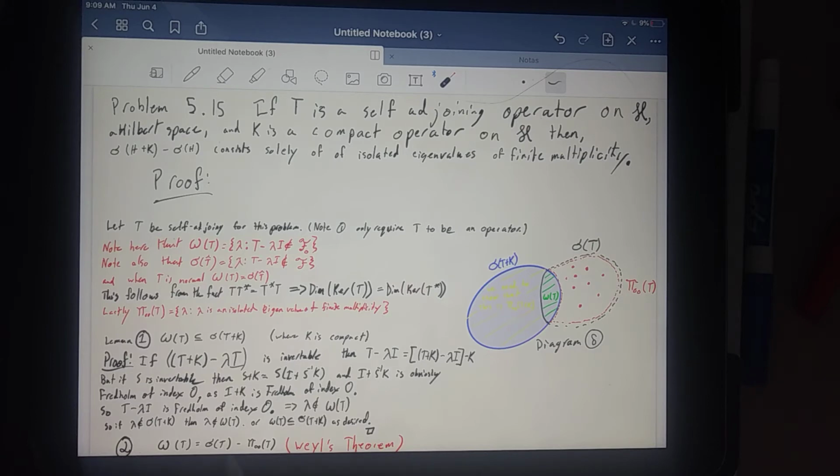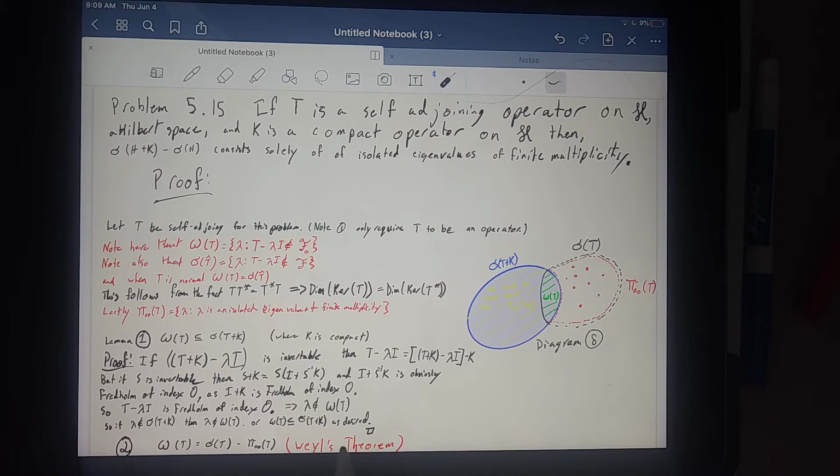Then the next concept that we're going to need is going to be pi double 0 of T, which is the set of lambdas such that lambda is an eigenvalue of finite multiplicity. So this is going to be our isolated points in our spectrum.